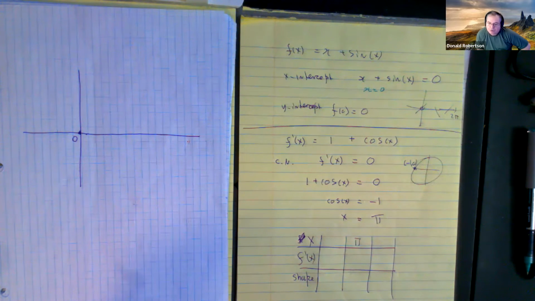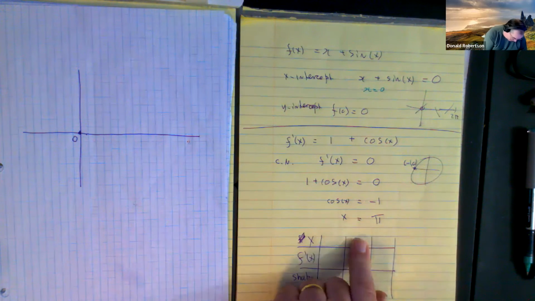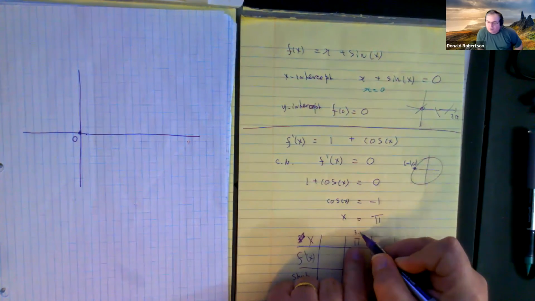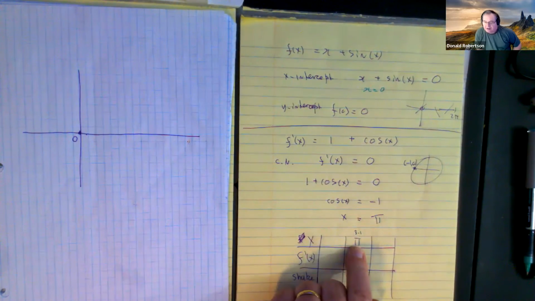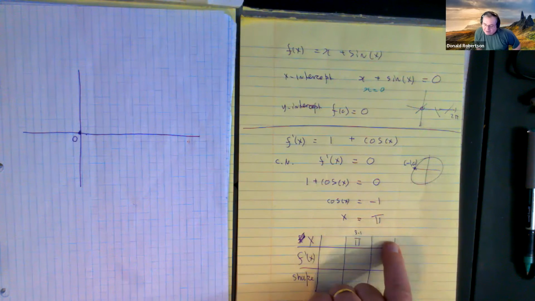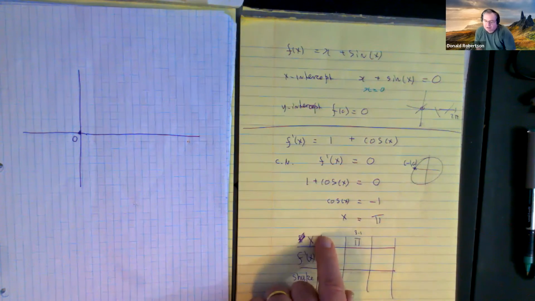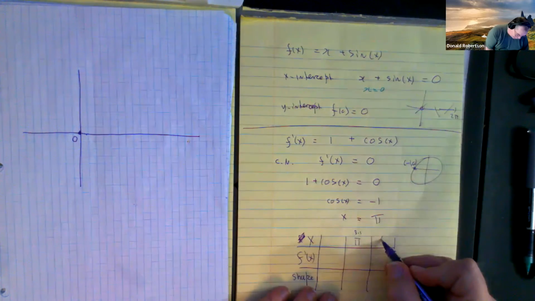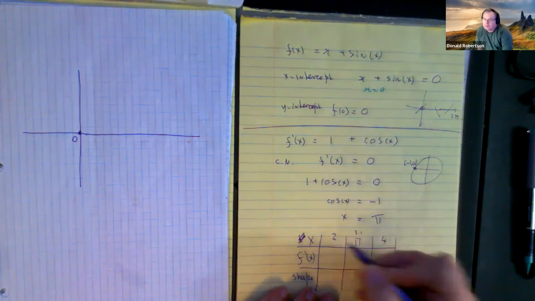We go. Table of signs. Okay, pi is roughly about 3.14, right? So unlike last time, I actually have found the decimal of that. So I want something a little bit bigger than that and a little bit less. Does 4 and 2 seem reasonable?